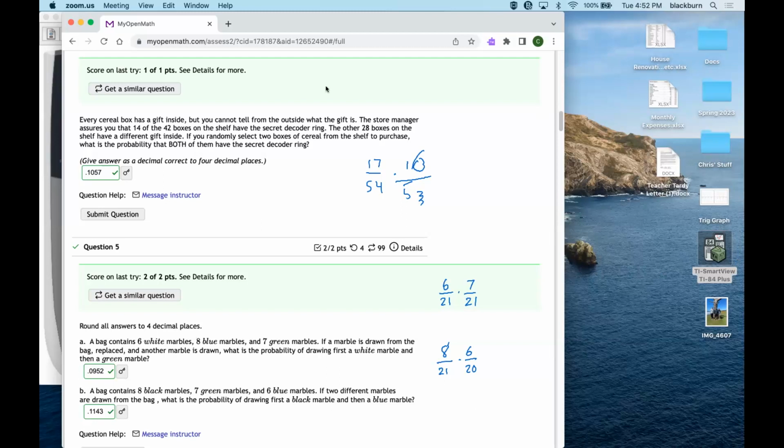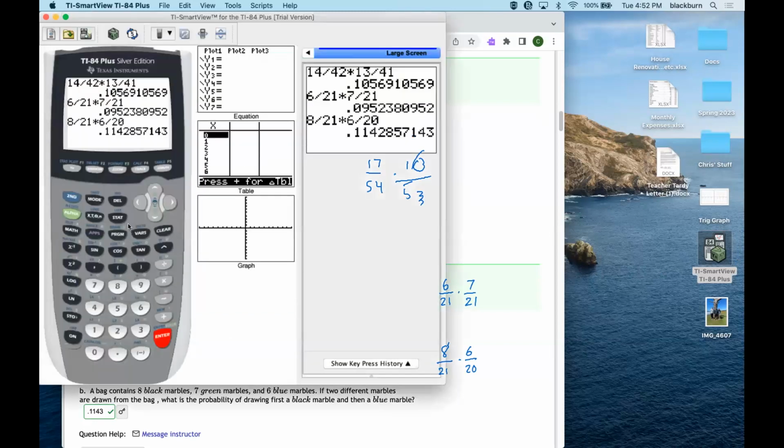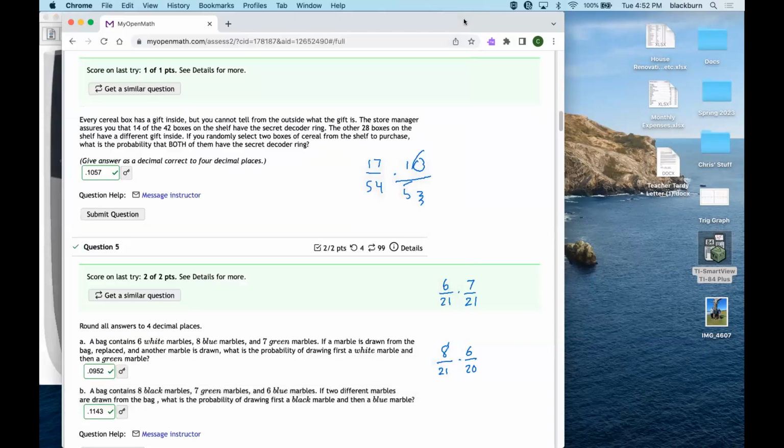Okay, let's see. Yeah, my computer's not liking having so many programs open at the same time. So let's see, 17 over 54 times 16 over 53. 0.0950. Oh, I see. Okay, I read it wrong. Sorry. Okay, no problem. So we got it now. Let me double check. Okay, yeah, it was right. That's my bad. Okay, no worries. Good. We figured it out.